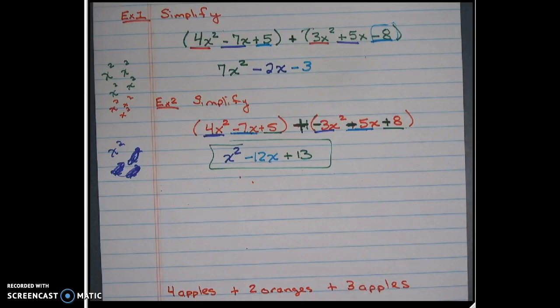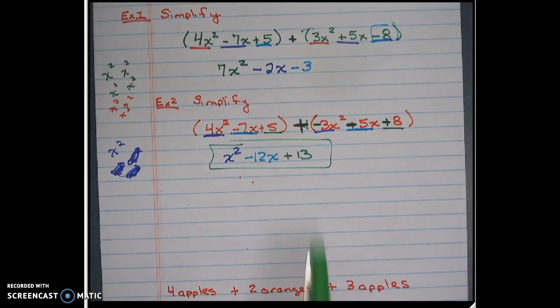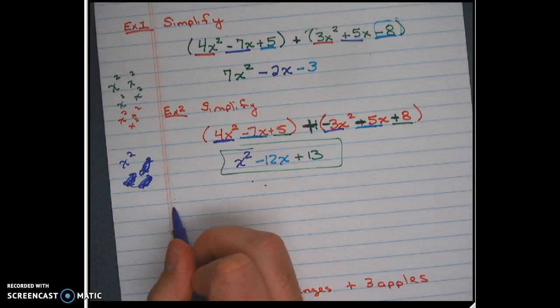And so again, the biggest thing is, when there's a negative out front, you have to distribute to everything. Only if it's out front of a group of parentheses. All right, and then finally, just one more example just to make sure.